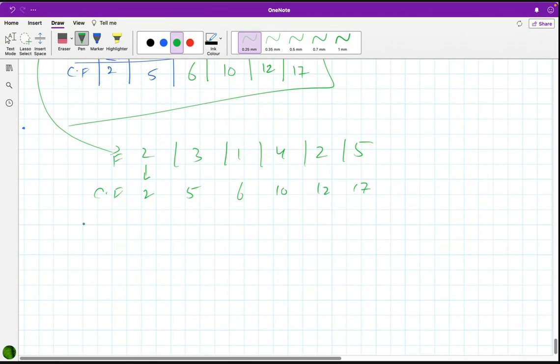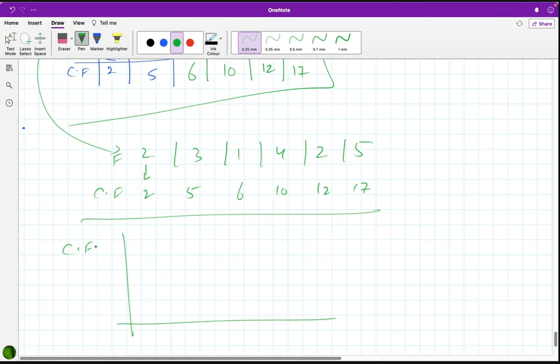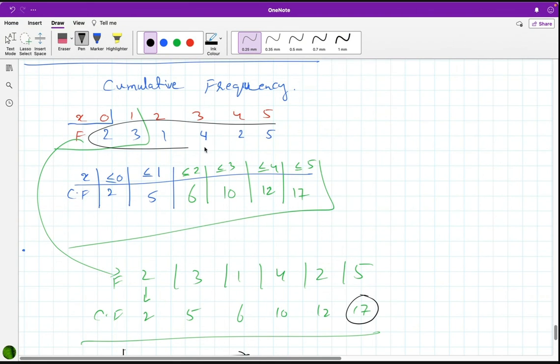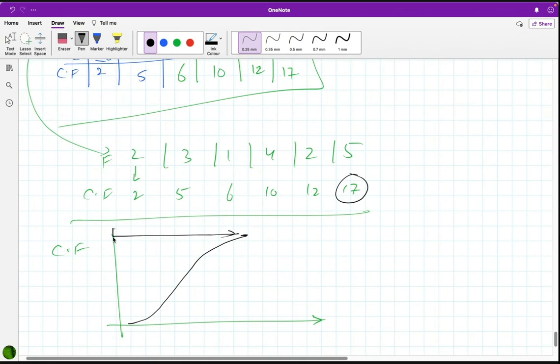Now, when we draw a graph of cumulative frequency against whatever values are given, this will be cumulative frequency, and on the x-axis, suppose a race, this is time or marks. So it would look like this, slightly S shaped. Now this highest point will give us the total frequency. As you can see, it is 17, and if you add all of these, you'll still get 17. So this highest point is going to give us the total number. Lowest point obviously would be 0.